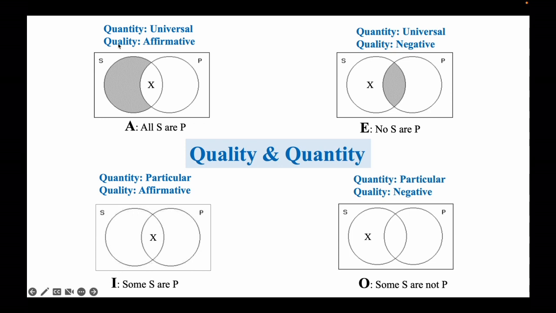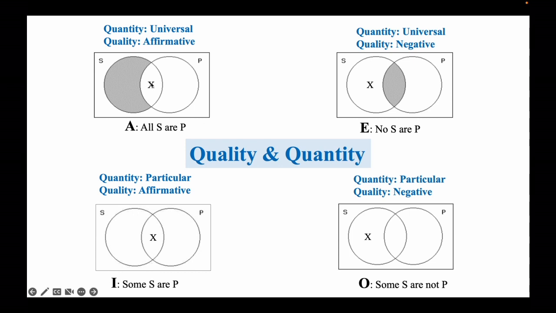What about the quality? The quality refers to whether the statement, the form, is affirmative or negative. So we say that the A form, all S are P, or all bananas are yellow, is a universal affirmative.